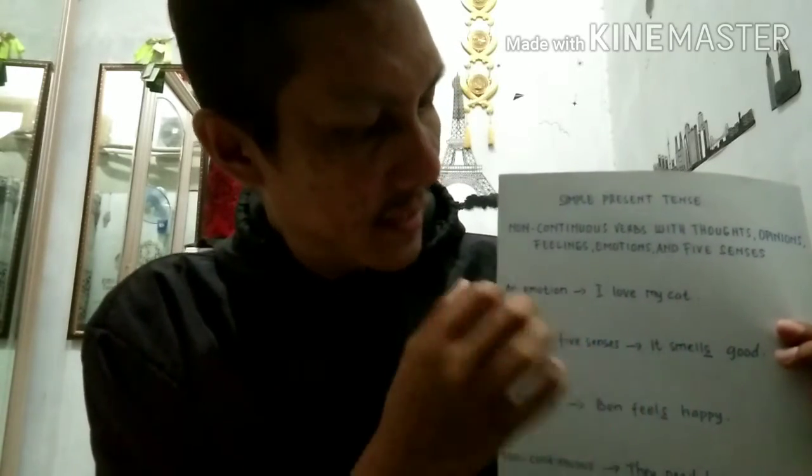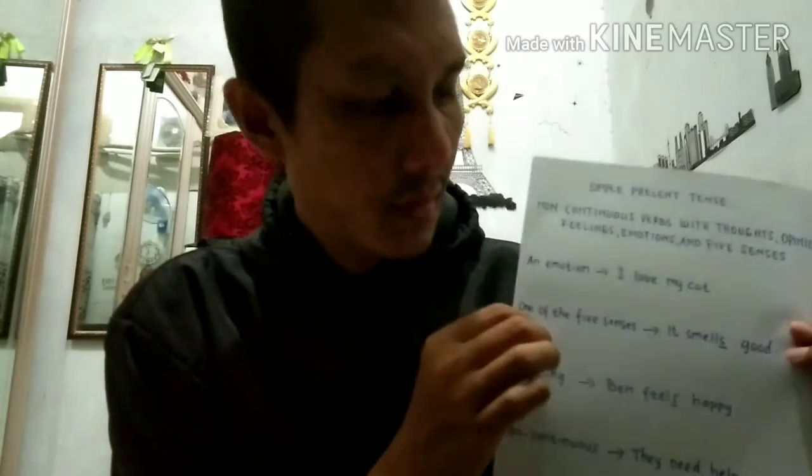Simple present tense: non-continuous verbs, those with opinions, feelings, emotions, and the 5 senses. It doesn't mean you use present continuous. Alright? Take a look at the examples. I love my cat. That is an emotion. I love.